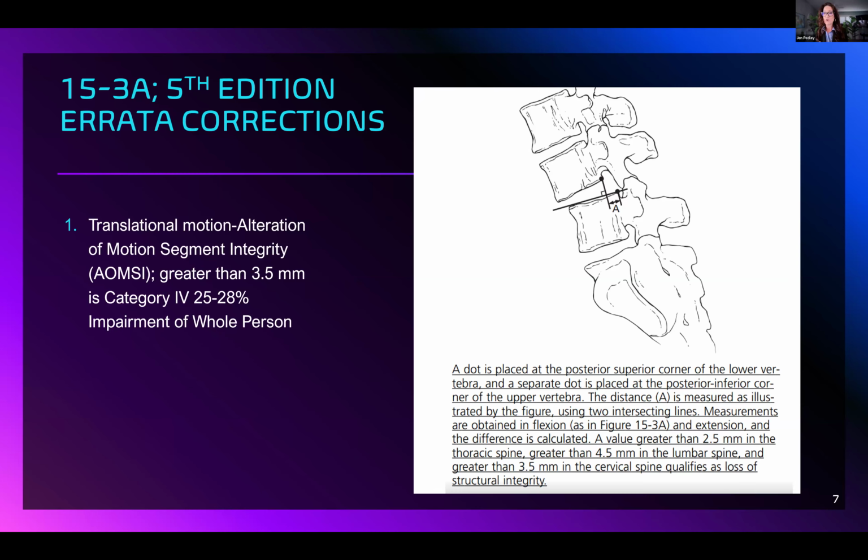Or since they don't measure all the time, they're going to miss, for example, a 1.6 millimeter translation going anteriorly. And then they've got 1.8 millimeter retrolisthesis with extension. Well, if you add that together, you're already at 3.5 millimeters.